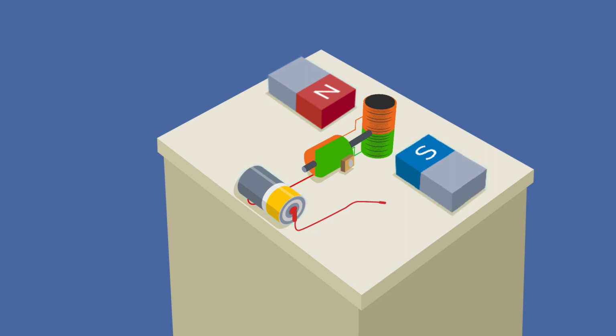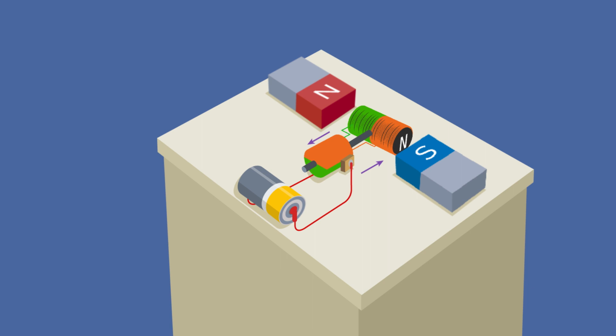The battery supplies current to the coil, which transforms the coil into an electromagnet. The coil is positioned between the poles of the permanent magnet so that, with current in the coil, the unlike poles of the electromagnet and the permanent magnet attract each other. The coil is on a rotating shaft, so the electromagnet can spin due to the force of attraction.